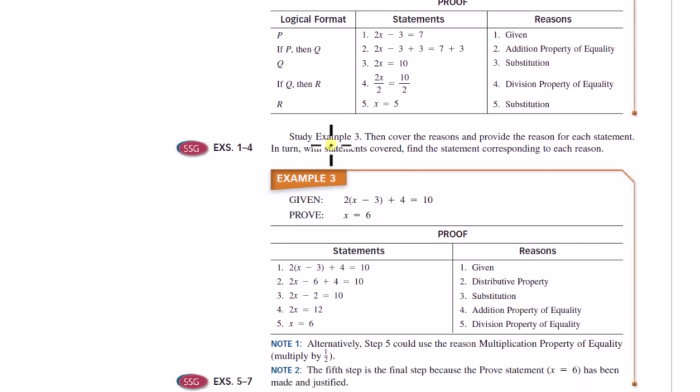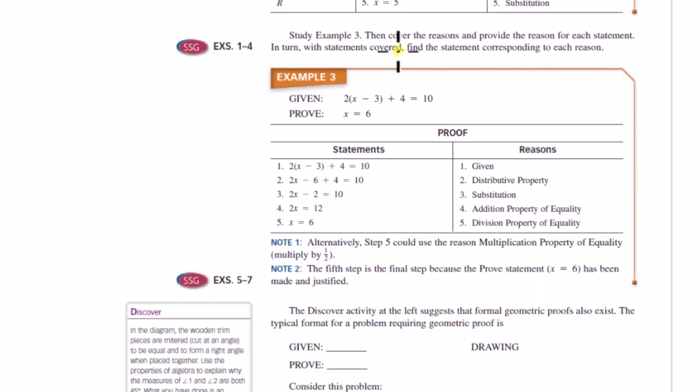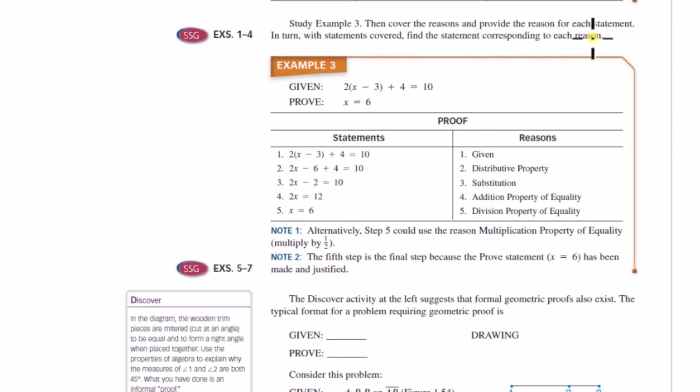All right, study example 3. Then cover the reasons and provide the reason for each statement. In turn, with statements covered, find the statement corresponding to each reason. So, given this, prove this. We're given this, then they use the distributive property, then substitution, then the addition property, then the division property. So yeah, that all makes sense based on what we just did in example 2.